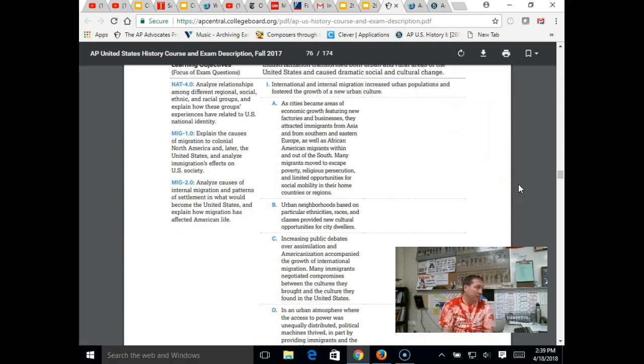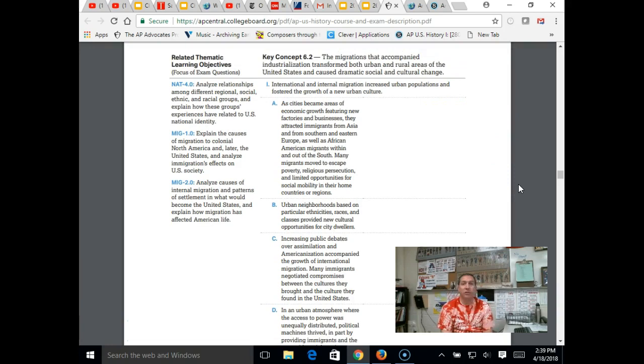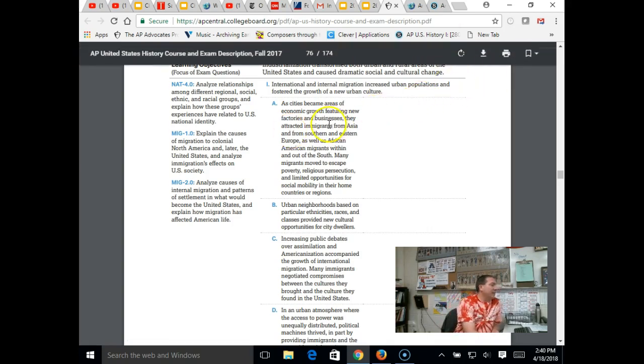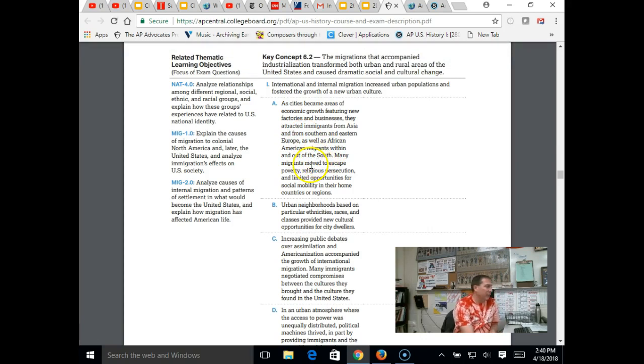Your next section. This is all about internal and external migration. So they want you to understand that movement pattern that's happening inside the United States. They would like you to understand that we've got immigrants coming from Asia and Southern and Eastern Europe, and we've also got African-American migrants moving inside of and out of the South post-Civil War.